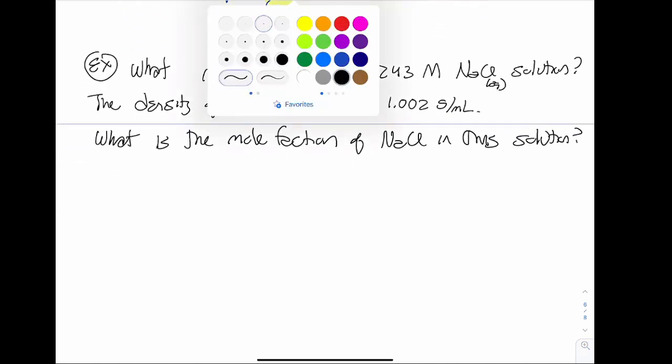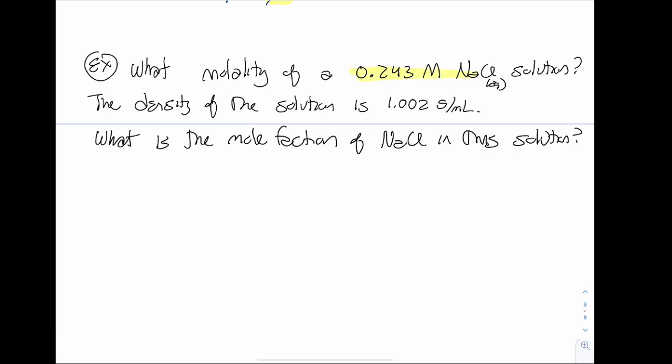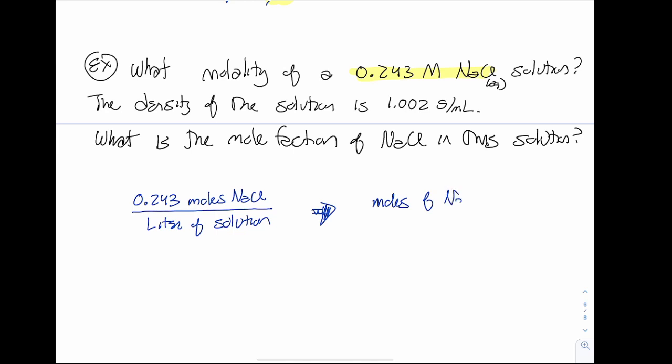So the first thing I'm going to do is, because I'm given a unit of concentration in the problem, I'm going to write that out. When I say I do that every time, I truly mean that. So what I have is 0.243 moles of sodium chloride for every liter of solution. Right? That's what we have. What we're trying to get to is moles of sodium chloride, which is no problem because we know that number. I can even write it in here.